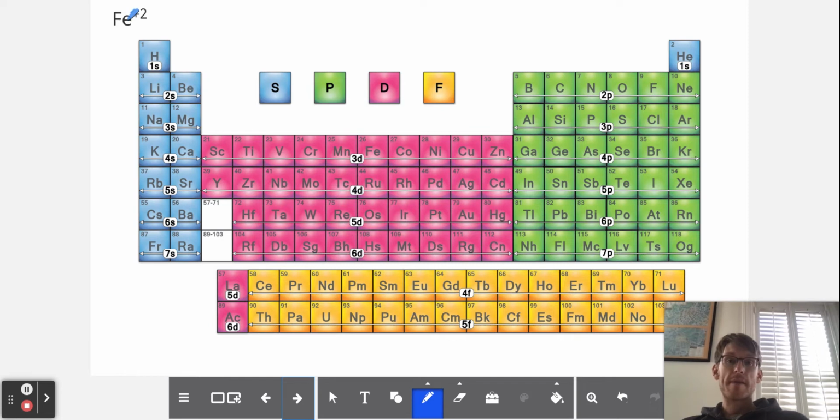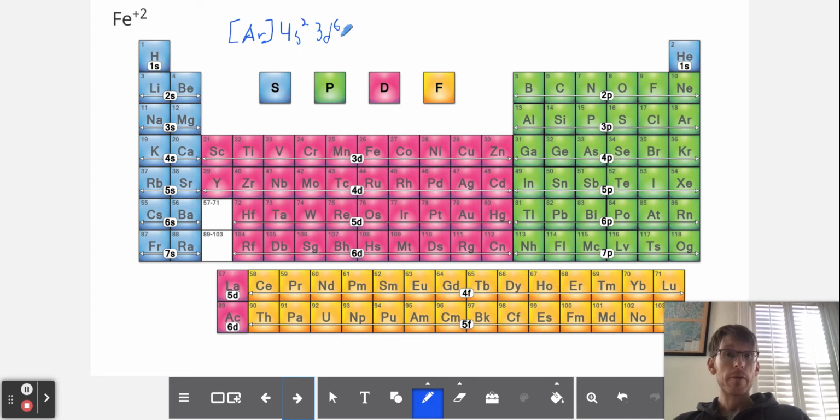Now let's consider, say, a transition metal like iron positive 2. So iron normally would have the configuration Ar 4s2 3d6. And if it loses 2 electrons, normally we say that the 2 highest energy electrons are removed, which would suggest that they get removed from the D.